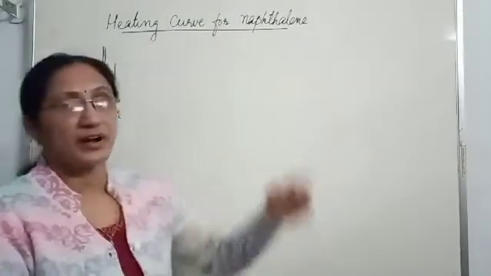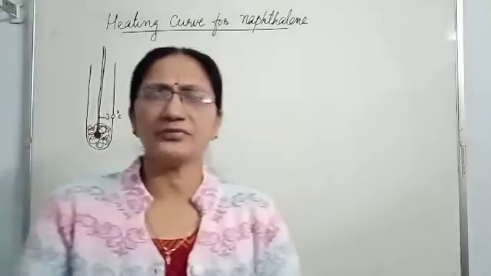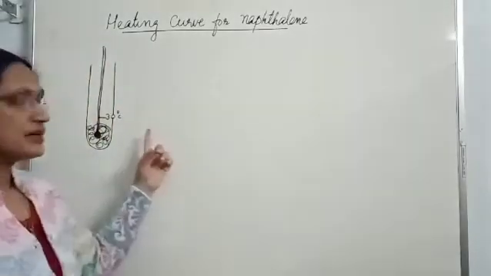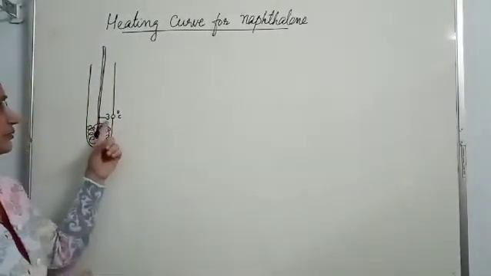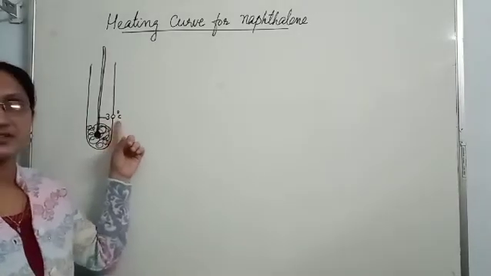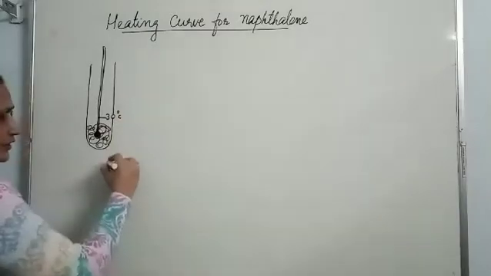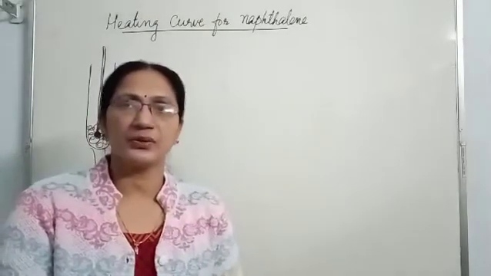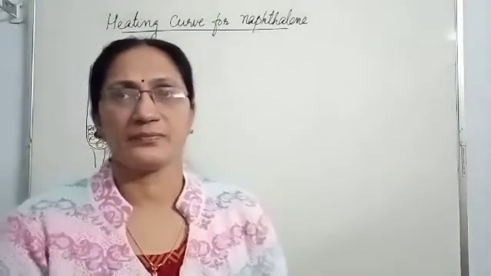Now one more experiment, the heating curve for naphthalene. Naphthalene is a solid almost like wax, and we are going to make the heating curve for naphthalene. So here the experiment goes like this. We have taken some powdered solid naphthalene at 30 degrees Celsius, and we are going to heat it continuously till it changes into liquid at 100 degrees Celsius.